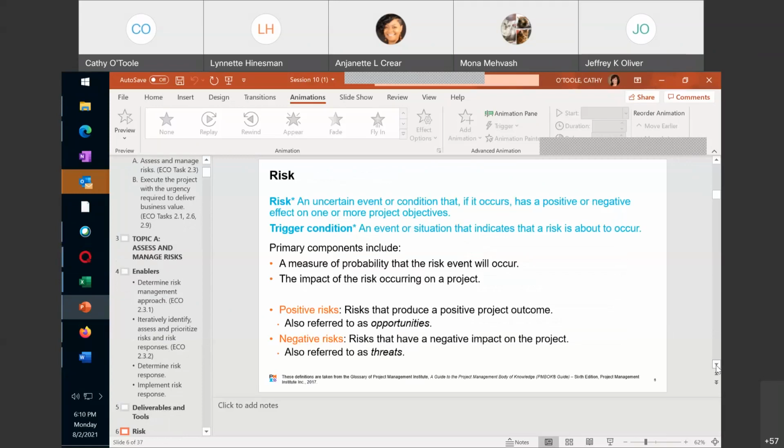So what is a risk? According to PMBOK, it is an uncertain event or condition that, if it occurs, has a positive or negative effect on one or more project objectives. So this is an important definition to know. Obviously, it's highlighted in a pretty color and it's starred, so remember it. And then the other one is a trigger condition. And this could be an event or a situation that indicates that a risk is about to occur.